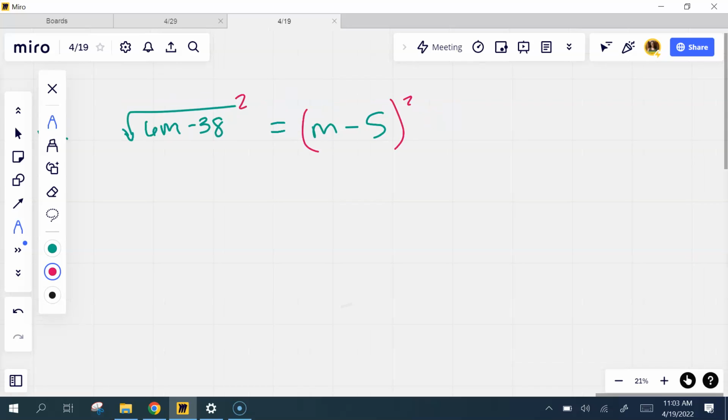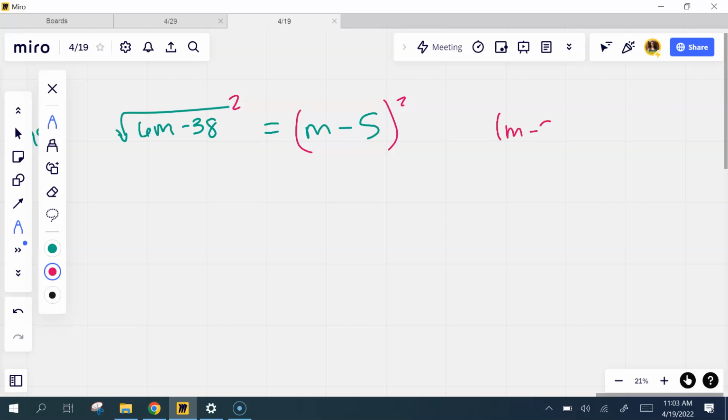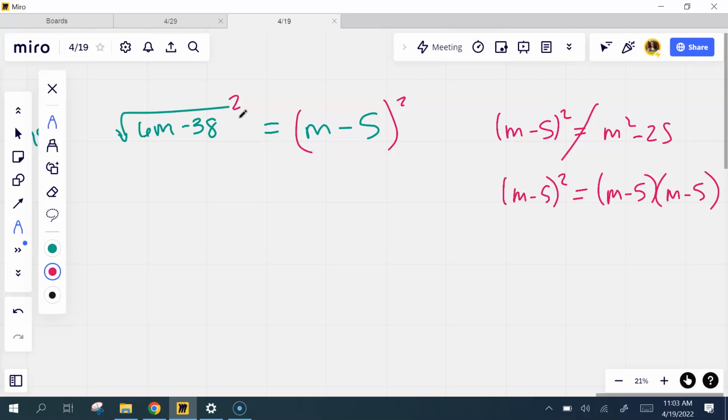Okay, so let me ask you this. Does this equal this? No, why? It does not, because this equals this. Yes? And if it equals that written 2 times, that means I have to do what to find out what it is? FOIL it out. That's exactly right. So this is actually m squared minus 5m minus 5m plus 25.